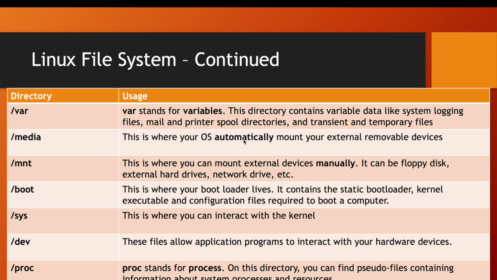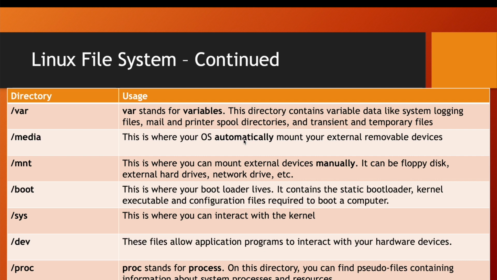The next file system is /media. This is where your OS automatically mounts your external removable devices, such as a USB thumb drive or pen drive. If you insert those into your system, the OS will automatically mount your external devices in this particular directory. And then the next is the /mnt.